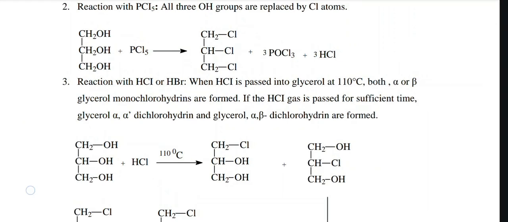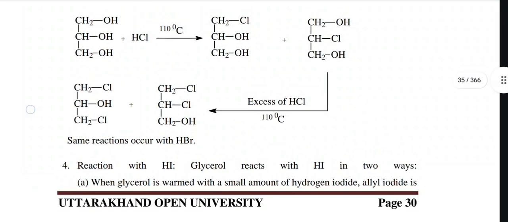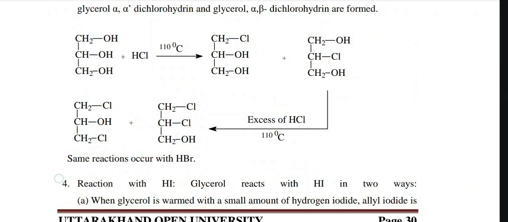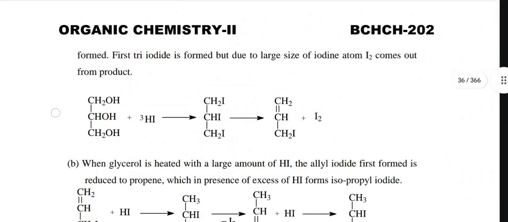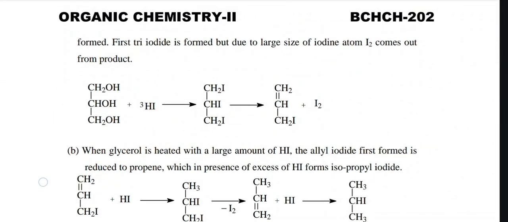Reaction with HCl and HBr. When HCl is passed into glycerol at 110 degrees Celsius, both alpha and beta glycerol monochlorohydrins are formed. If HCl gas is passed for sufficient time, glycerol alpha-gamma dichlorohydrin and glycerol alpha-beta dichlorohydrin are formed. Reaction with HI. Glycerol reacts with HI in two ways. When glycerol is warmed with a small amount of hydrogen iodide, allyl iodide is formed. First, the triiodide is formed, but due to the large size of the iodine atom, I2 comes out from the product.